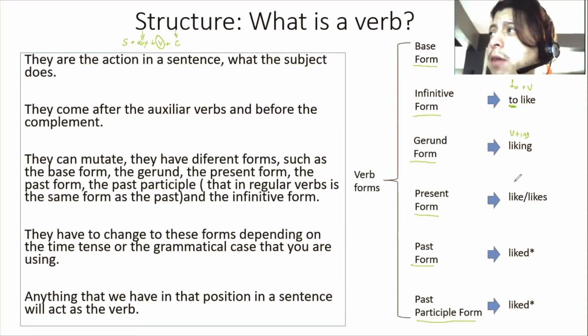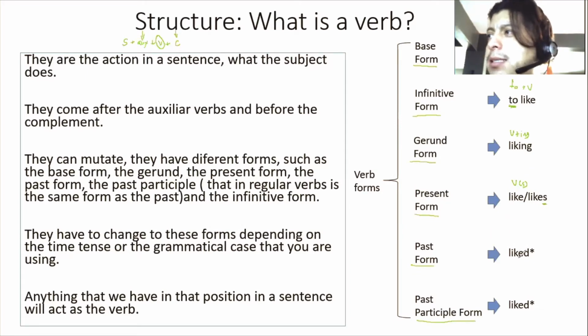And then you have a verb in the present. This verb sometimes takes an S. In the simple present, in the third person of the singular, in affirmative statements, you don't use the auxiliary. If you are not using the auxiliary, the verb is going to have to change to the third person. So you add an S.